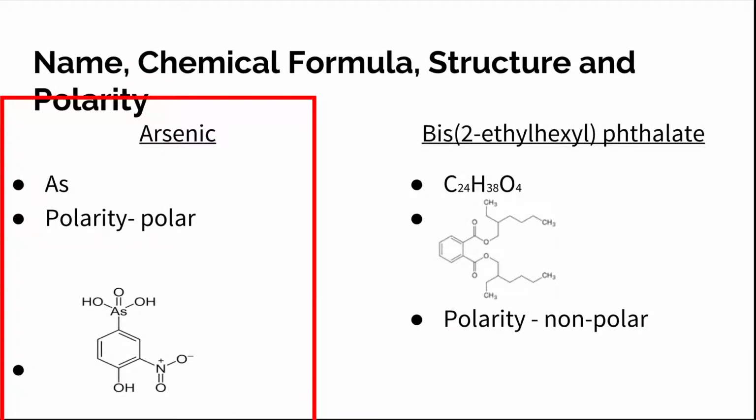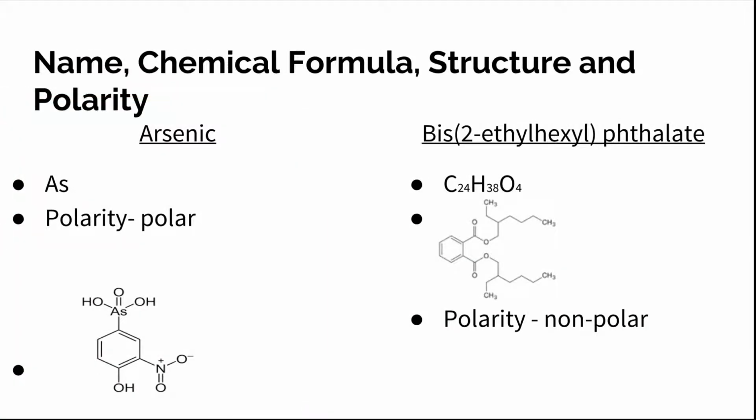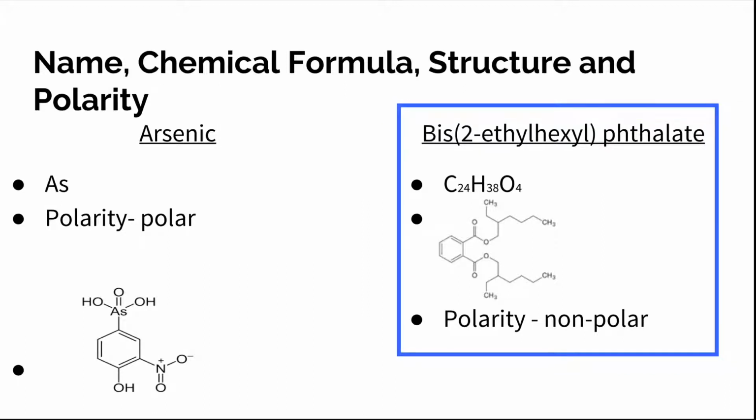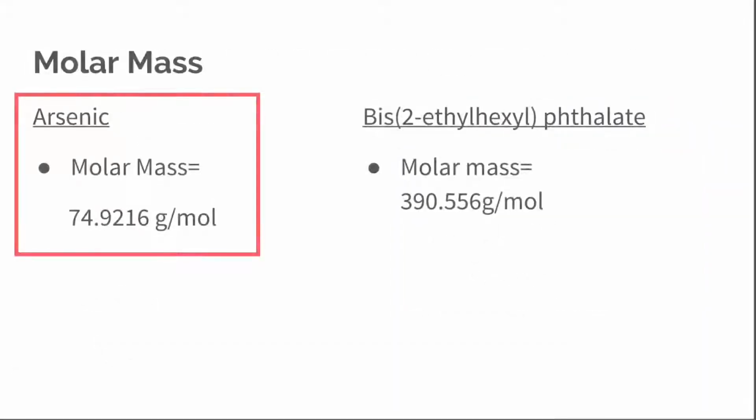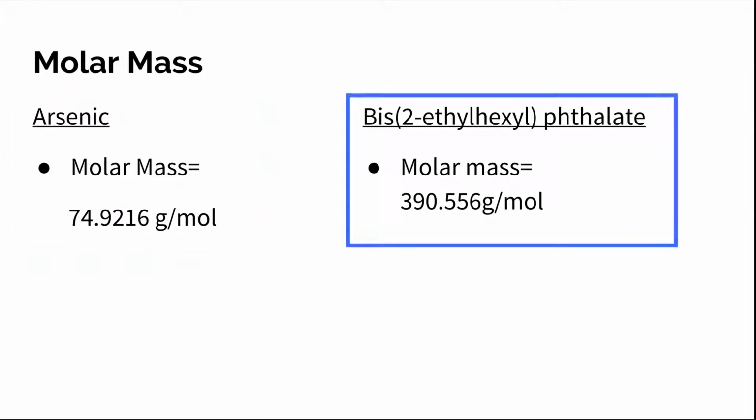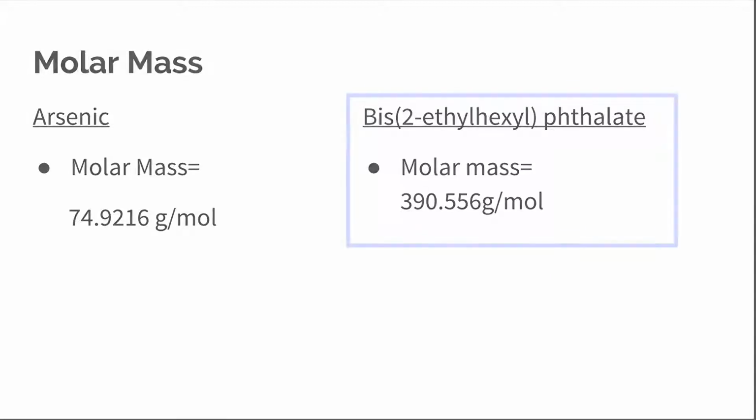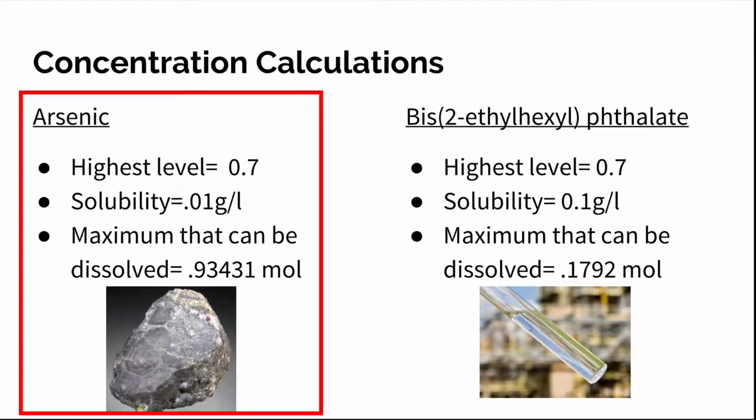So the element I was assigned was arsenic. It is polar. My compound's chemical formula is C24H38O4, and its polarity is nonpolar. Most of its molecules have single bonds, but 2 of the oxygens have a double bond. Arsenic has a molar mass of 74.9216. The molar mass of my compound is 390.556 grams per mole. So the highest level of concentration found was 0.7 and its solubility is 0.01.